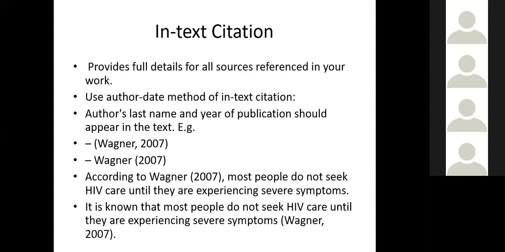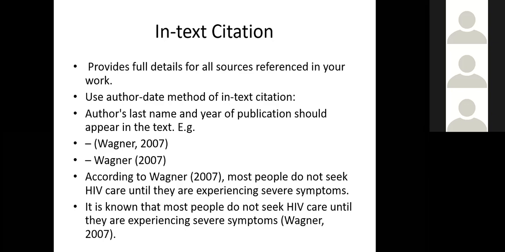For example, when you are starting, you are saying that according to Wagner, when you say that, the name of the person is always outside the bracket, it's only the year that will be in the bracket. Most people do not seek HIV care until they are experiencing severe symptoms. The same statement put in other words, and you see how the referencing comes. It is known that most people do not seek HIV care until they are experiencing severe symptoms. So that one, you see that the name and the year are in brackets.